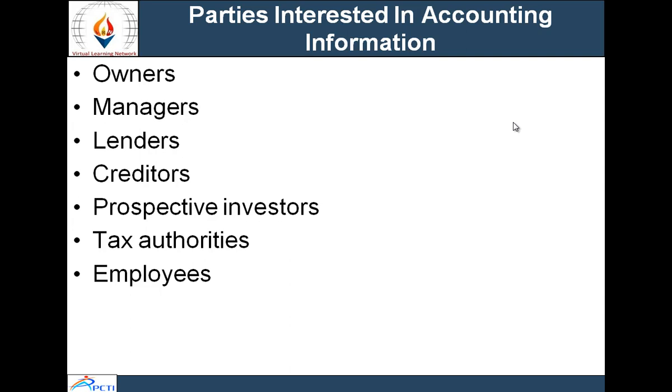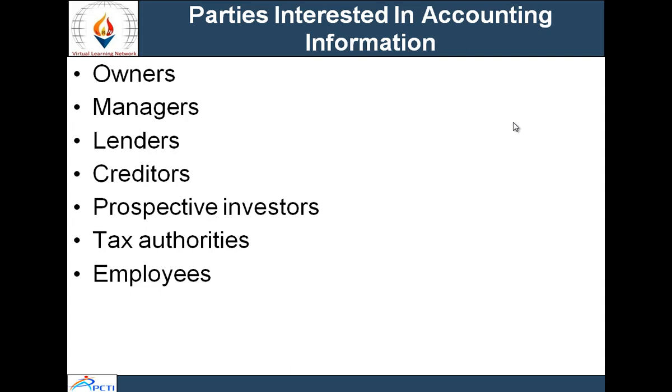Number 1 is owners. Owners contribute capital and assume the risk of business. Naturally, they are interested in knowing the amount of profit earned by their business and so also its financial position. If, however, the management of the business is entrusted to paid managers, the owners also use accounting information to evaluate the performance of the managers.